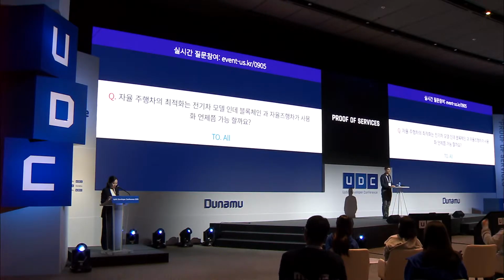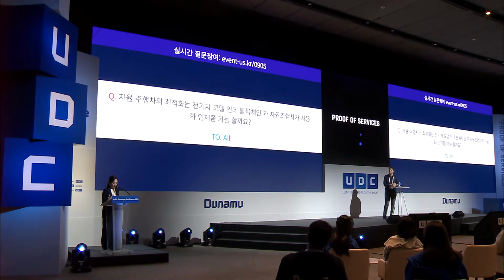I believe the optimization of the autonomous vehicle is electric vehicle. So when can we use the autonomous vehicle combined with the blockchain technology?